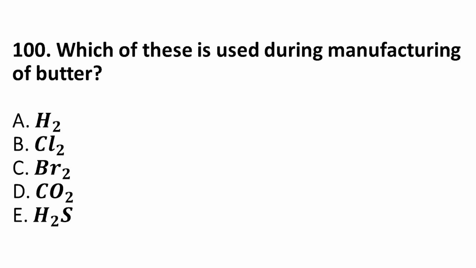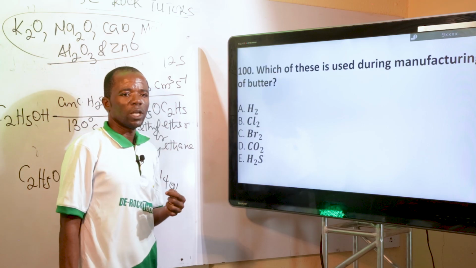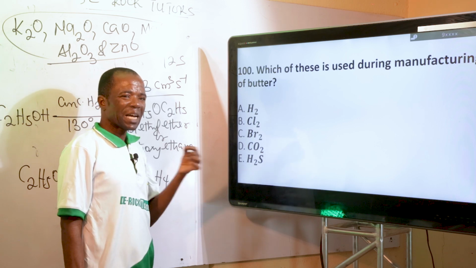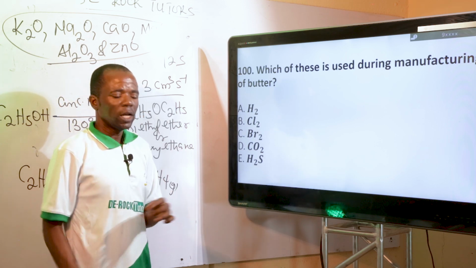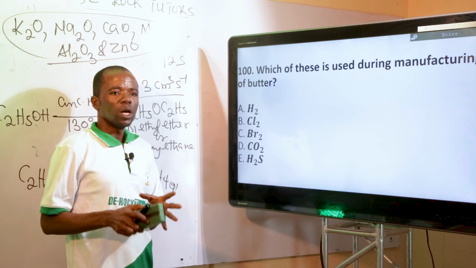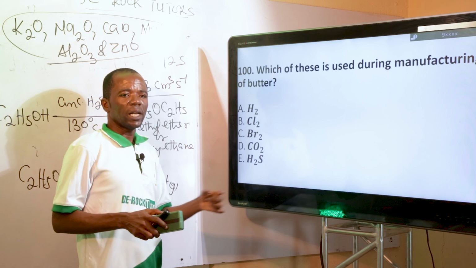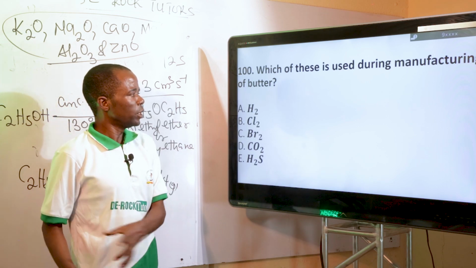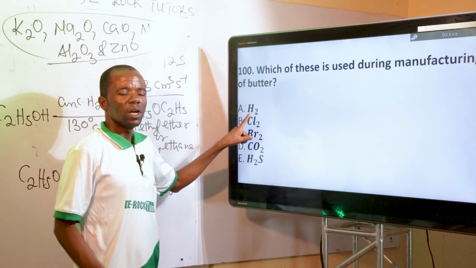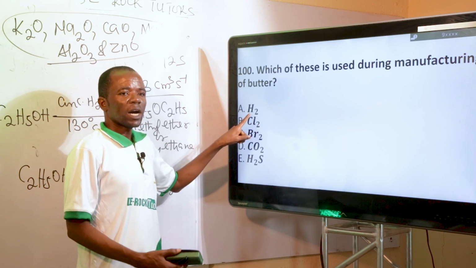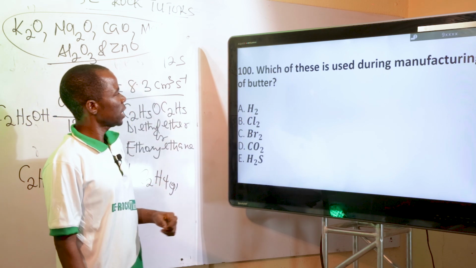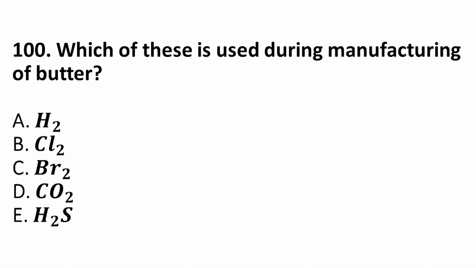Which of these is used during manufacturing of butter? We know that butter and margarine are manufactured during hydrogenation, or we refer to it as catalytic hydrogenation of fat and oil. That is when fat and oil are heated with hydrogen in the presence of nickel as catalyst at a temperature of about 180 degrees Celsius to 200 degrees Celsius. So it is definitely hydrogen. Hydrogen is used during catalytic hydrogenation of fat and oil to manufacture butter and margarine. So the correct answer for number 100 is A.